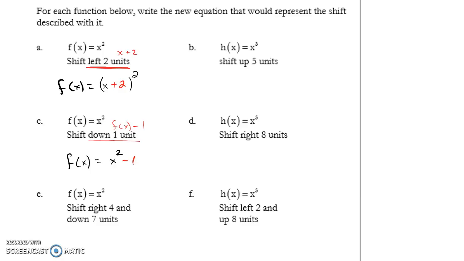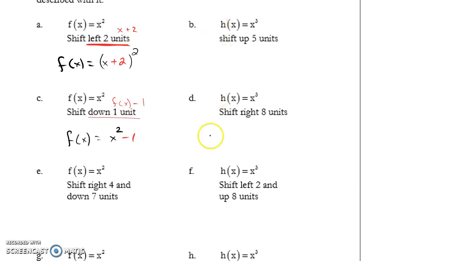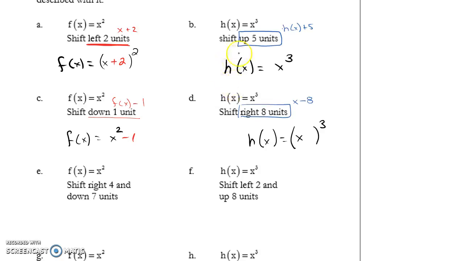Go ahead and see if you can come up with parts B and D. Hit pause, then unpause to check. So in part B, since it's up 5 units, I will add 5 to the function. The function is x to the third. I add 5 after x to the third. Part D, I'm shifting it to the right 8 units. That's subtract from x. So I subtract 8 from x, and then I put the exponent afterwards.